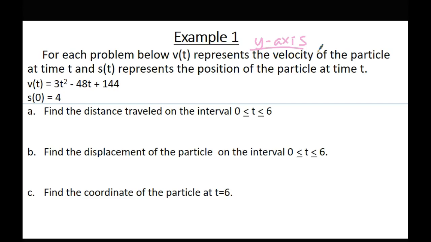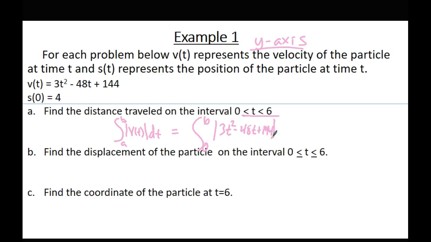So find the distance. What we learned from our opening activity is that distance is the integral of the absolute value of v on the interval from a to b. So let's go ahead and fill this out. What is my a? 0. We're going from 0 to 6. That's my time interval, right? They're asking how far I went on the time interval from 0 to 6. Now, my velocity function is 3t squared minus 48t plus 144. That's going to tell us the distance.